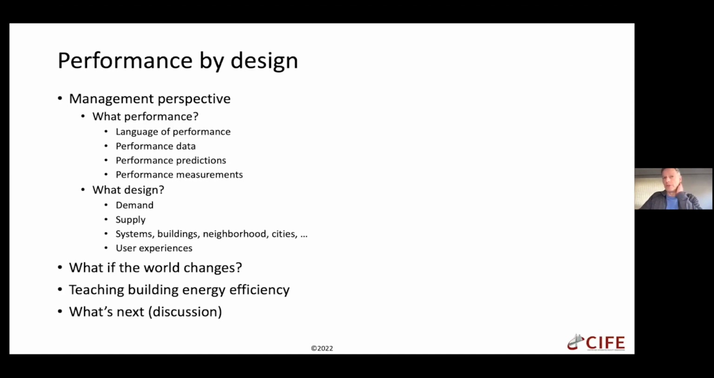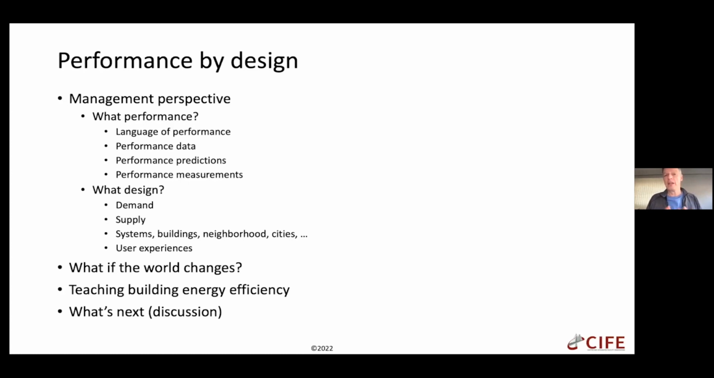Then in terms of design, what do we need to design? We have heard approaches to design the demand. We have heard approaches to design the supply already. We certainly need to design the particular systems in a building or in an energy system, buildings, neighborhoods, cities, energy systems, or the user experiences. I think we need to design all of these aspects. And I believe we are really just at the beginning for some of those.